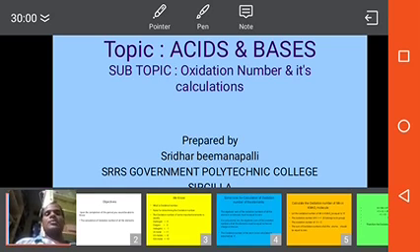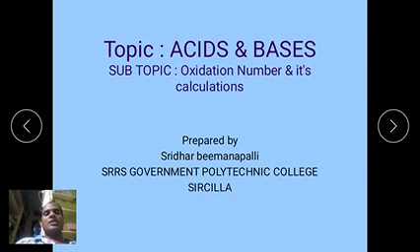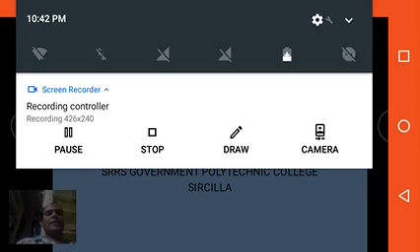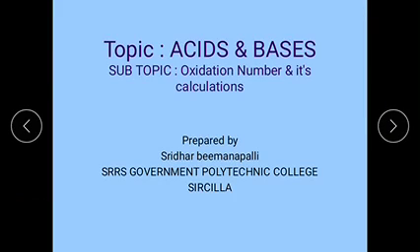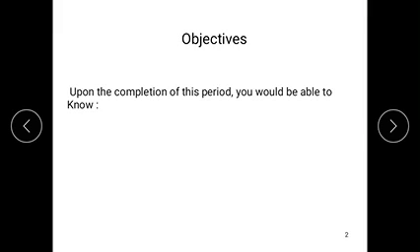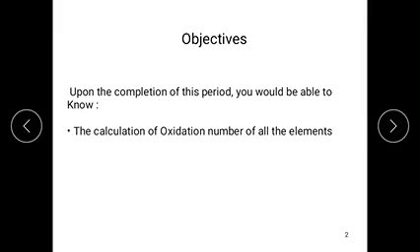I'm discussing the topic of acids and bases. In this, I'm going to explain the calculation of the oxidation number of an element in an atom or ion. In this topic, we have to know how to calculate the oxidation number of all elements.